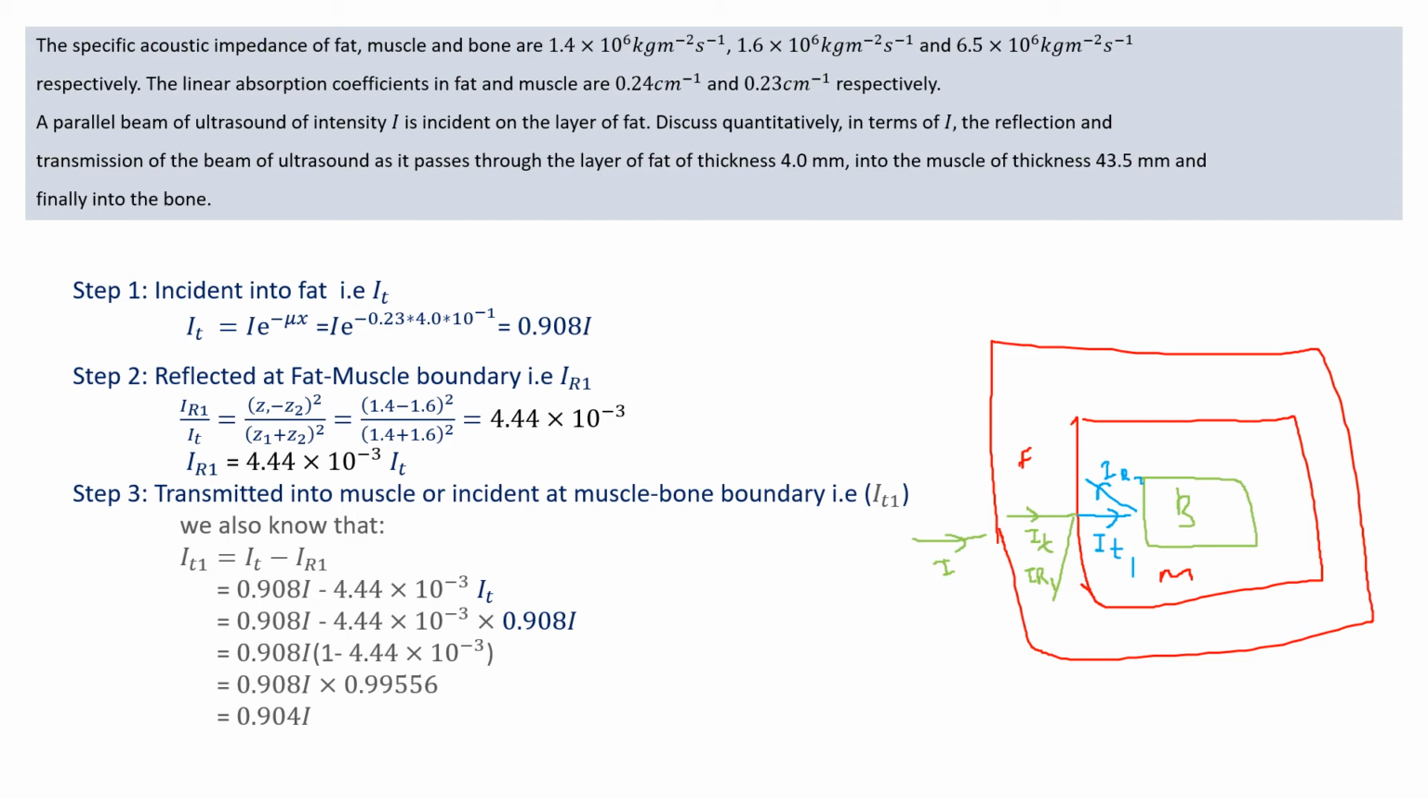So here what happened, that transmitted into muscles or incident at muscle bone boundary. So this is the muscle bone boundary, so IT1 is the incident. Okay, and to calculate IT1, you can simply do this. So IT1 equals IT minus IR1. So what I did here is I just put this IT value over here and this value. And again we have IT and I just place this, and finally I got 0.904, that is incident at muscle bone boundary.